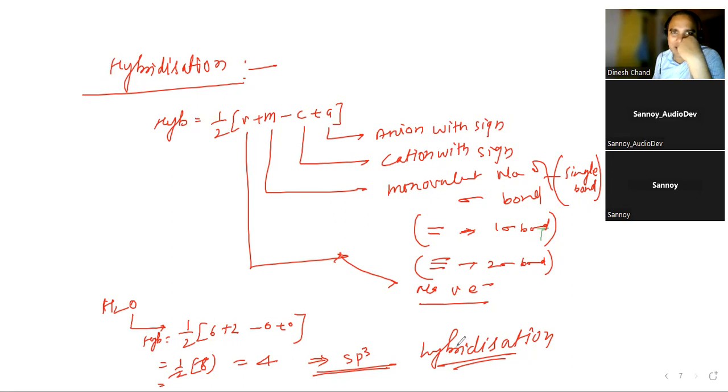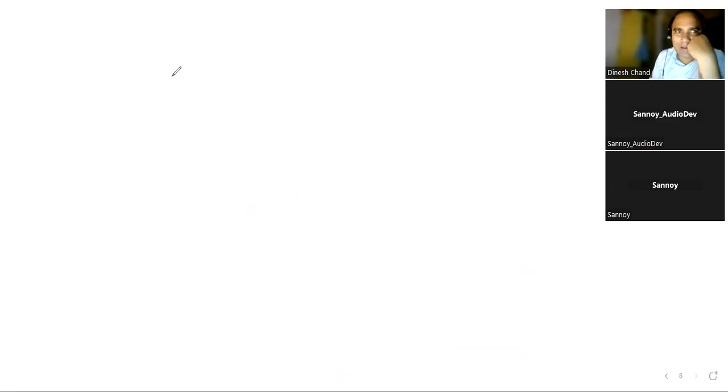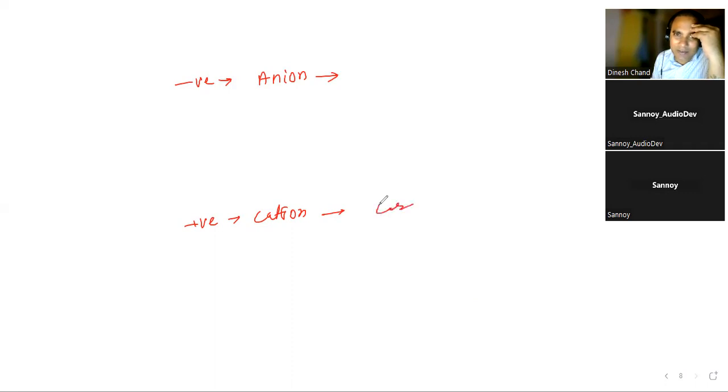So negative is the anion, but you are getting confused. Anion, okay? And positive is cation. Positive is cation, loss of electron. Negative is anion, gain of electron.